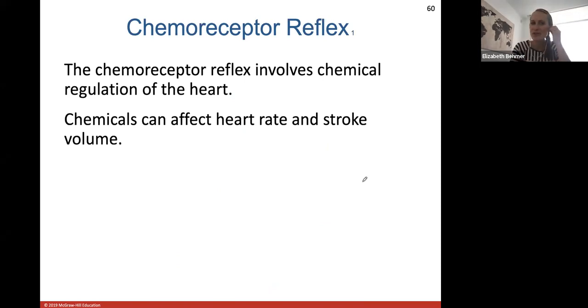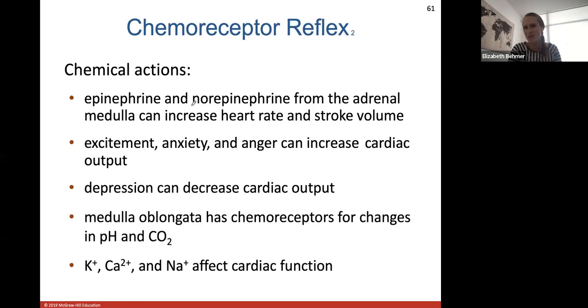The chemoreceptor reflex involves chemical regulation of the heart, chemo for chemicals, and different chemicals can affect your heart rate and your stroke volume. The chemoreceptor reflex keeps track of those chemicals. For example, what are different chemicals that can affect your heart rate? Epinephrine and norepinephrine from the adrenal medulla on your adrenal glands that sit on top of your kidneys can increase heart rate and stroke volume.